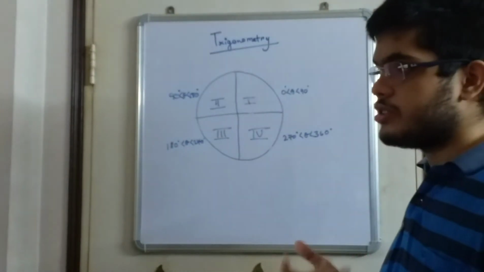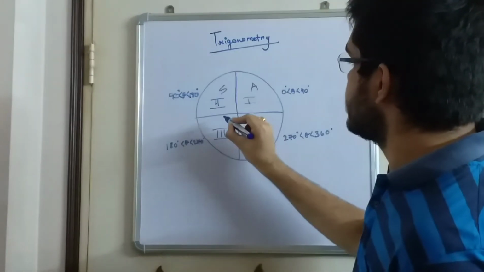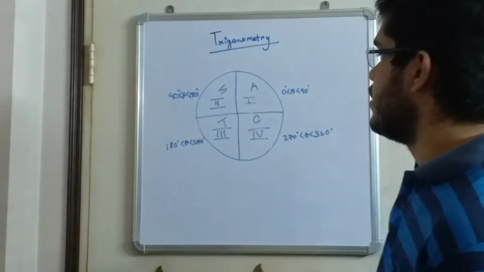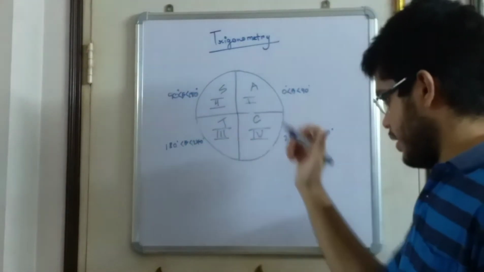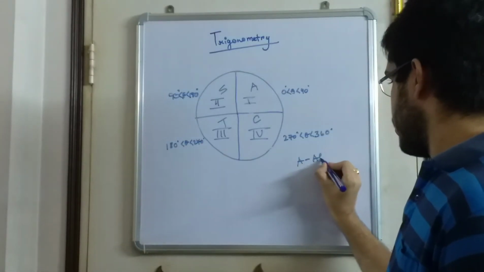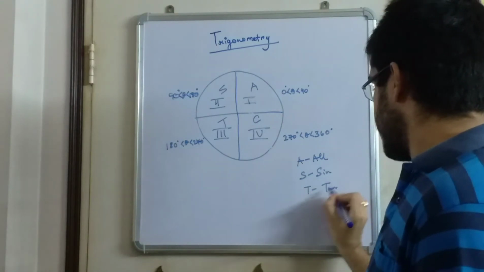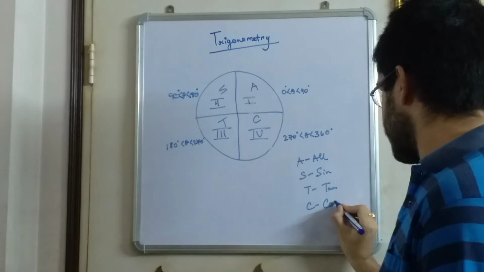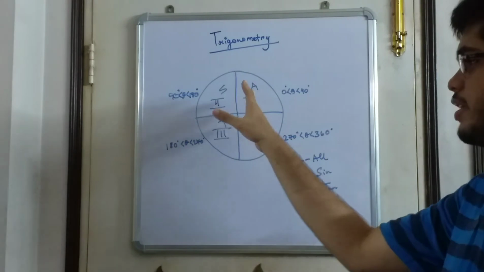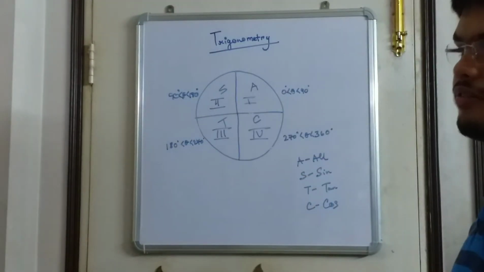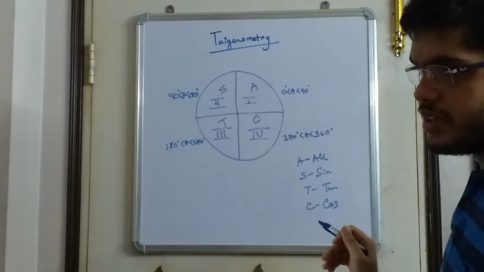Now just remember this thing, A S T C. What does this thing signify? A stands for all, S stands for sine, T stands for tan, and C stands for cos. So in the first quadrant, since it's A, it means whatever is written in that quadrant, those trigonometric functions are positive in that quadrant. So in the first quadrant all 6 trigonometric functions are positive.